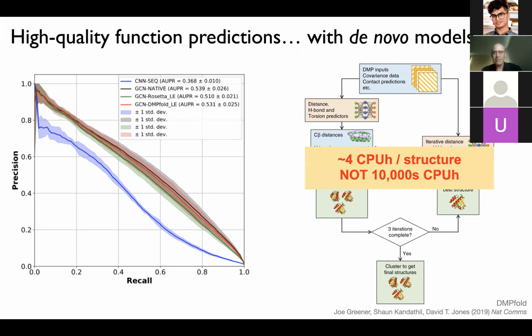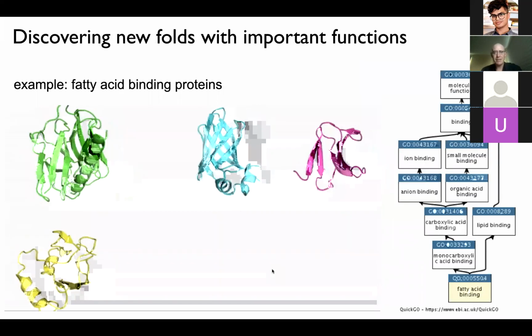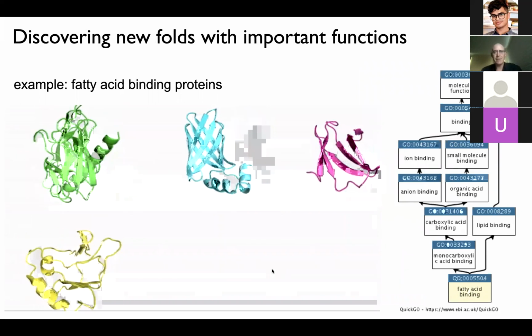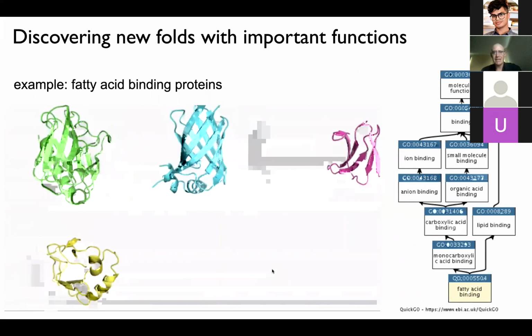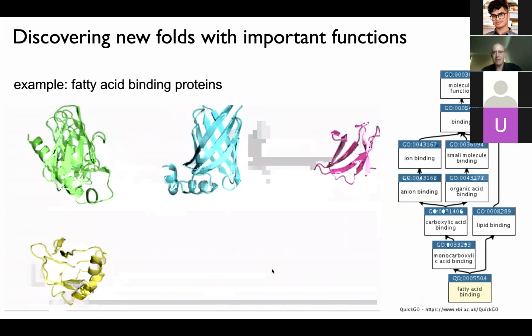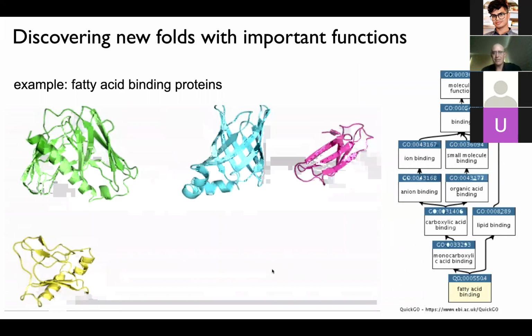And we've already been able to get it to 4 CPU hours rather than tens of thousands of CPU hours per structure, validated against the CPU centuries of work we did on World Community Grid. And one thing that's cool about this is we've already been able to discover new folds that have important functions, like completely new classes of fatty acid binding proteins that had not been seen before, but that we could verify the functions of through this process.